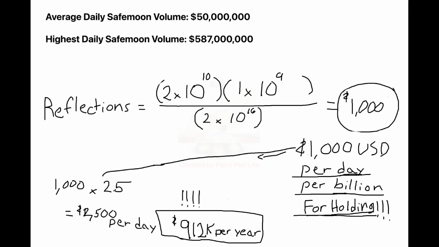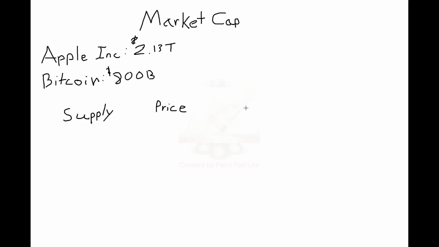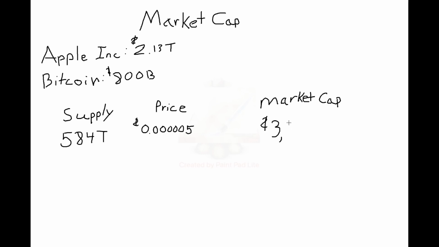But before I say my predictions, I'd like to explain market cap quickly. Market cap is a term used to describe the valuation of something, what the entire market is worth for a particular asset. This value for cryptocurrency is calculated by multiplying the number of coins in circulation by the existing price, giving you a total value of what all Safemoon coins, for instance, would be worth collectively. There are roughly 584 trillion Safemoon coins in circulation at the time of making this video, and the price is around 0.0005, giving us a market cap of slightly over 3.5 billion.